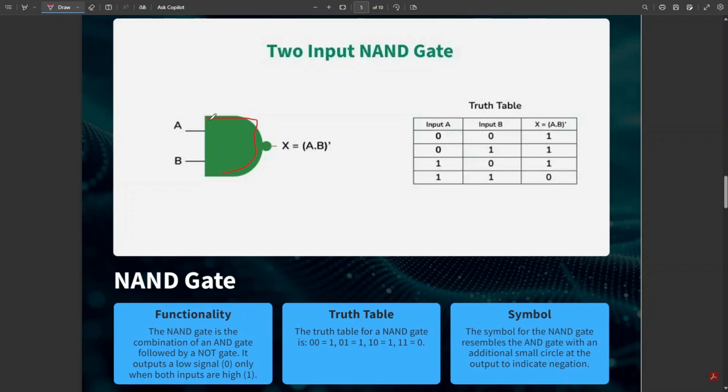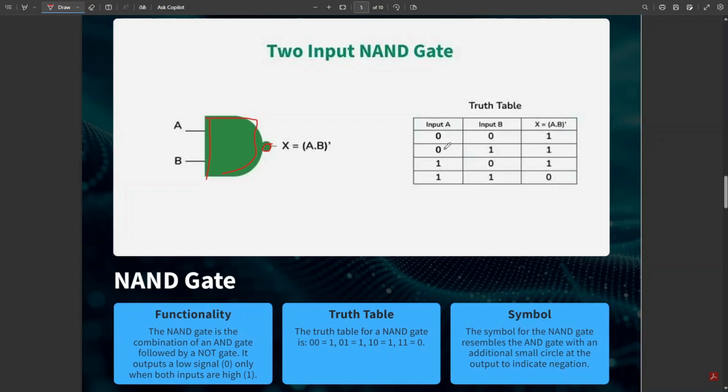The only difference being we actually have a small circle right at the end. So this actually indicates inversion. You can tell from the truth table that it's the opposite of the AND gate. So in the AND gate, if either one of them is 0, then the output is always going to be 0. So we can see it's actually 1. So basically it's the inverse of the AND gate, right?